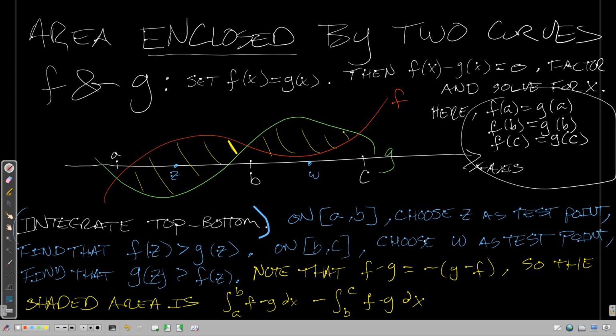So in my picture here, I have the intersection points at A, B, and C. Okay. You always want to integrate the top function minus the bottom function. Why would you do that? Because that's what's going to form a rectangle in here of that height. It would be this value minus this value gives you that height.